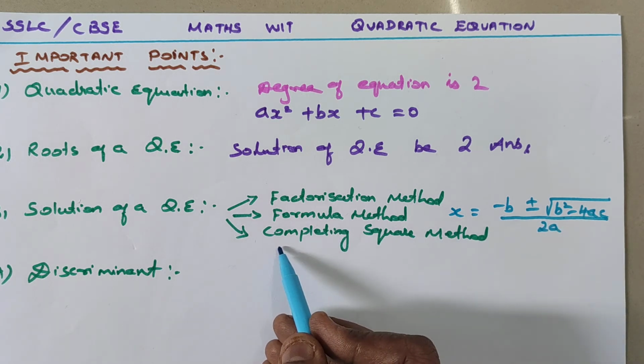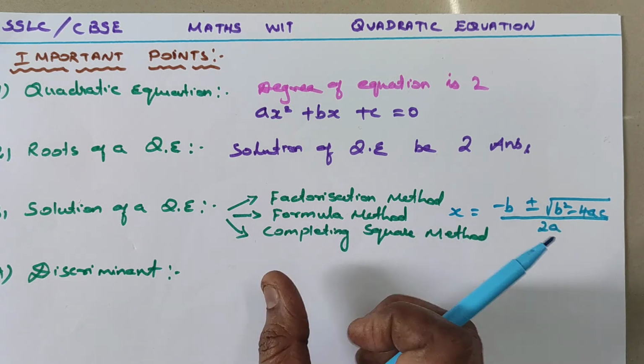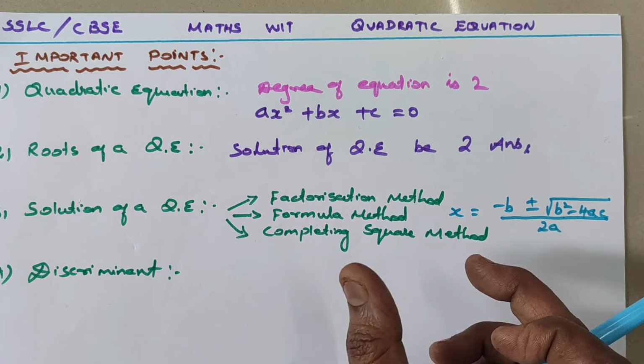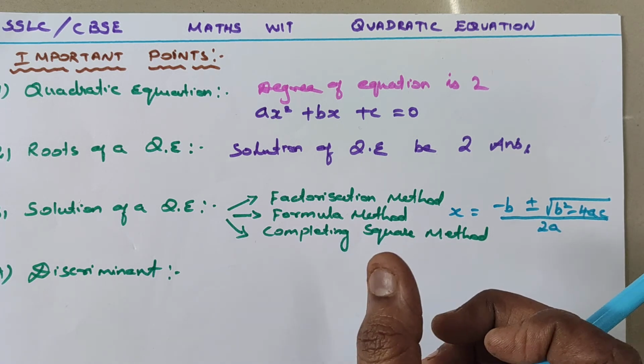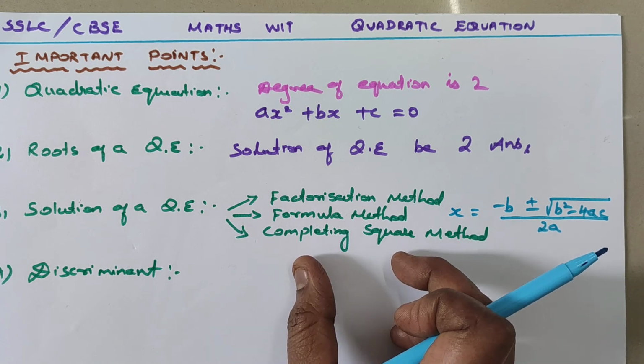Then the other method is the completing square method. Here also we will make a perfect square to find out the x value. So this is another method to find out the solution of a quadratic equation.